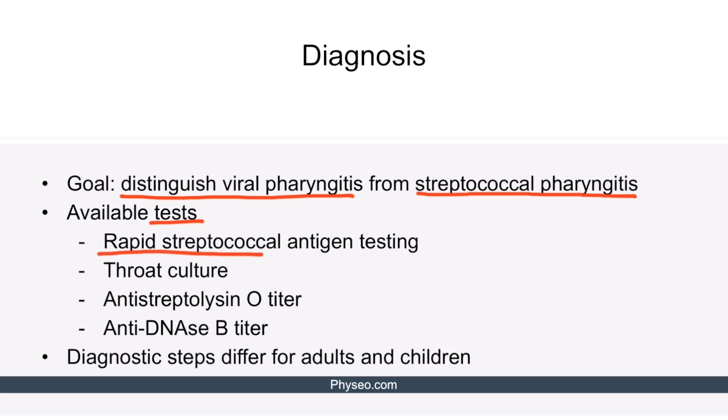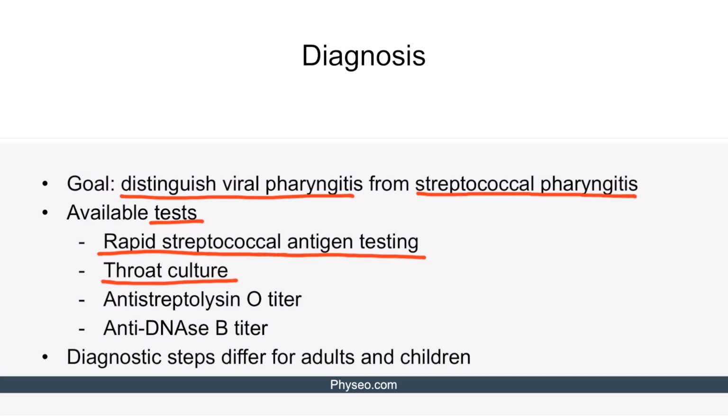First is the rapid streptococcal antigen test. Its main advantage is that it can yield results in about 15 minutes. Its main disadvantage is that it's less sensitive and specific than a throat culture, which is considered the gold standard. Unfortunately, a throat culture can take up to 24 to 48 hours to give results, which is why clinicians usually begin the diagnostic process with a rapid strep test.